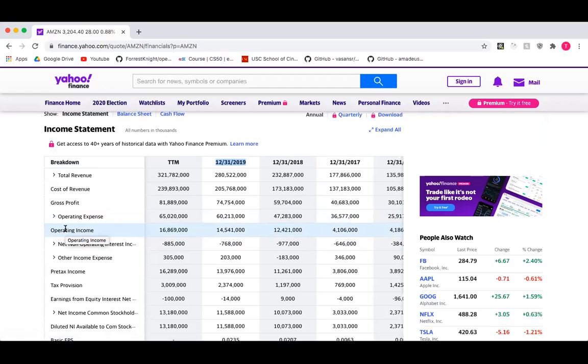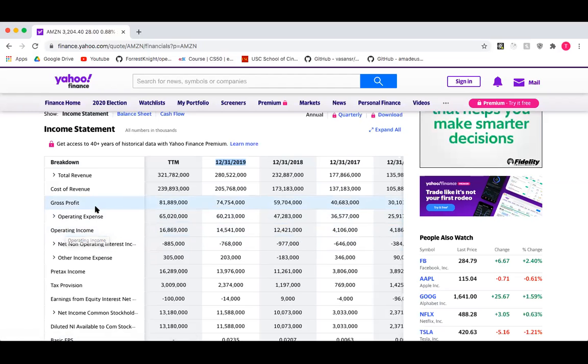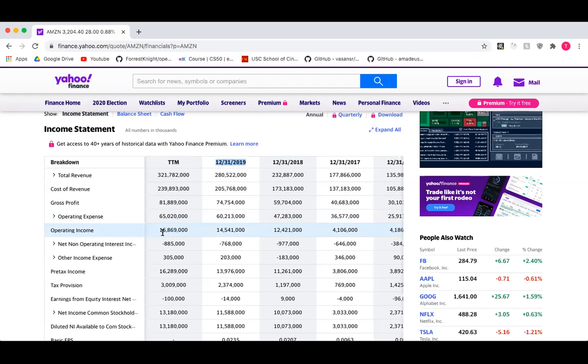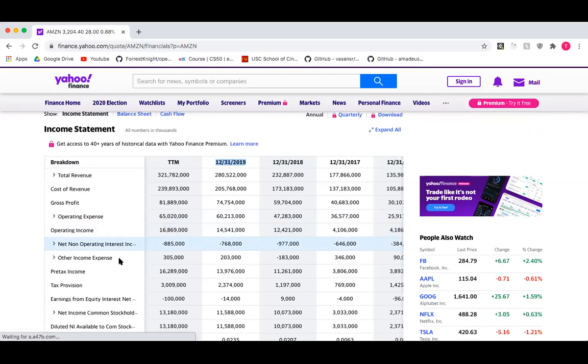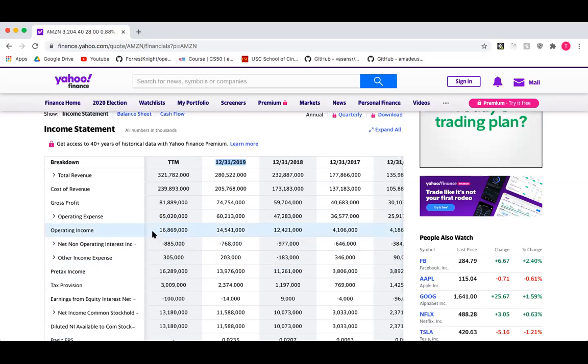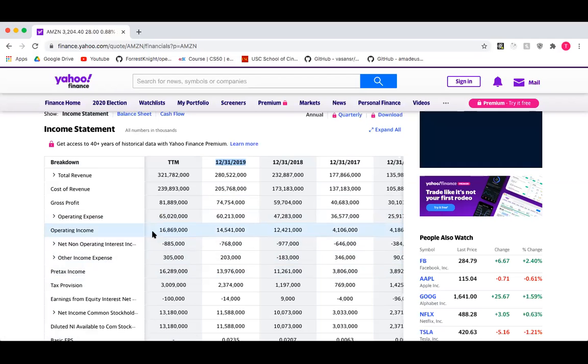So we get operating income by subtracting our operating expenses from our gross profit. So 81 minus 65 gives us that 16. And this is how profitable the company is after taking into account all internal costs, but before taking into account any external costs. And our external cost is what we're going to talk about in a little bit, but that would be our taxes and other income and expenses. But let's not worry about that for now. We'll get to that in a minute.